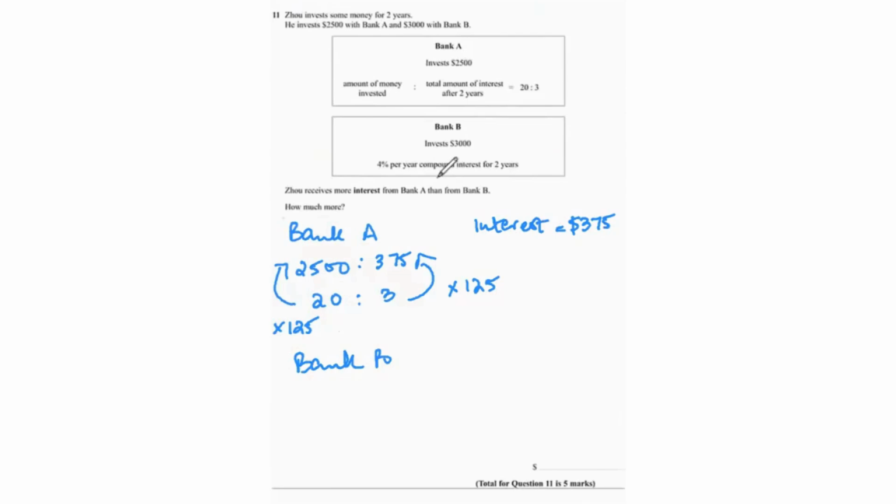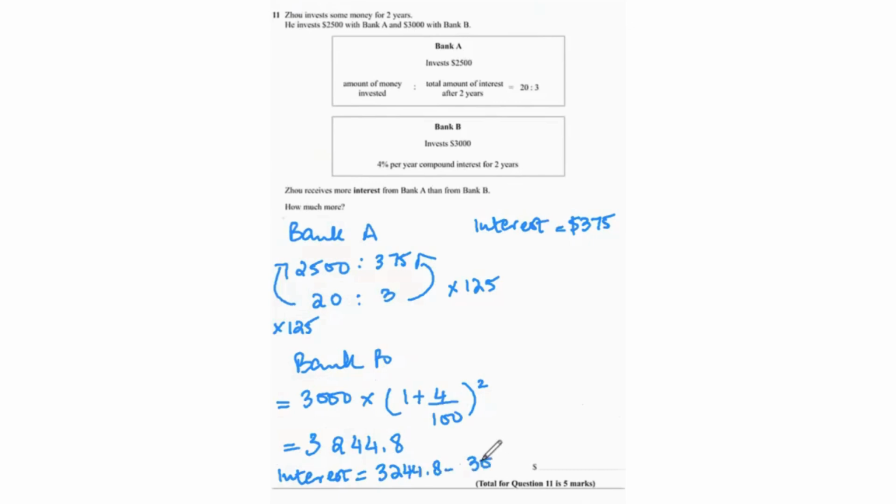Bank B says 4% per year compound interest for 2 years, and she's investing 3,000. So we use the same formula that we used in the previous questions: 3,000 times (1 plus 4 over 100) to the power of 2. That's going to give us 3,244.8. So to calculate the interest that Bank B gives, we subtract the initial amount from this: 3,244.8 minus 3,000 equals $244.8.